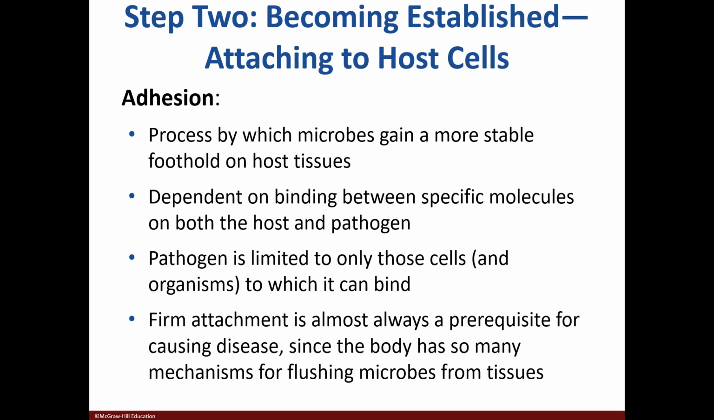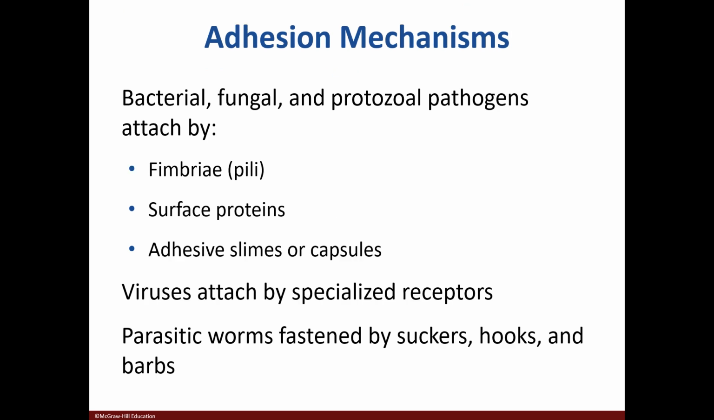The next step after a pathogen finds a portal of entry is to become established in the host by attachment. This depends on receptors on both the host and the pathogen. Organisms use structures like fimbriae and capsules in the attachment process. Attachment is crucial to the organism being able to cause disease, as we have mechanisms for removing them. Bacteria, fungi, and protozoans use fimbriae, proteins, and capsules. Viruses use spikes, and helminths use specialized structures.